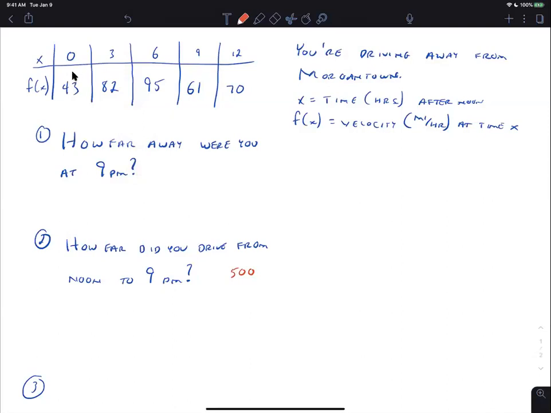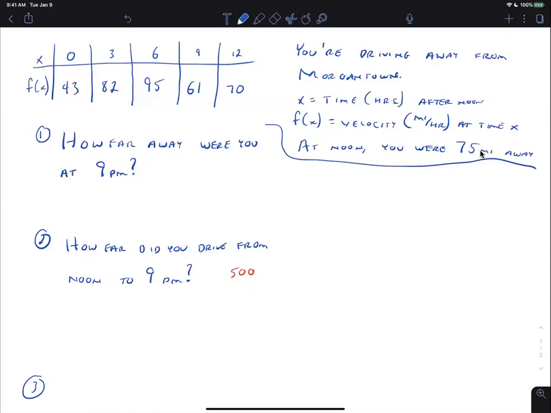So, okay, let's pretend I told you as part of this that at noon you were 75 miles away. All the stuff I'm writing in blue is stuff that was given to you, so I told you that already. Given that, if the answer to number 2 is 500, it's probably not because I just made it up. But if the answer to number 2 is 500, then what is the answer to number 1, given that you were 75 miles away already?